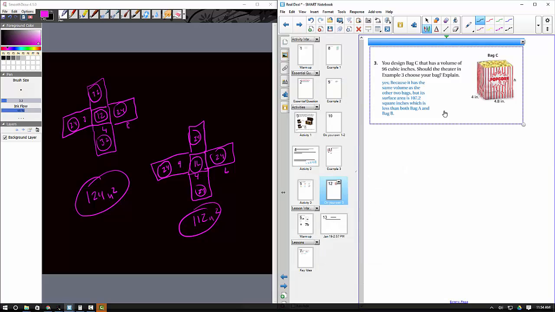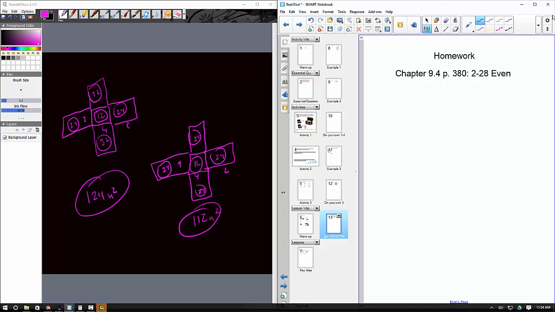So you could draw this out. And it says the surface area is 107.2. Well, that's less than both of these. So if I'm trying to save paper, this is the way to go. And that's really the lesson.